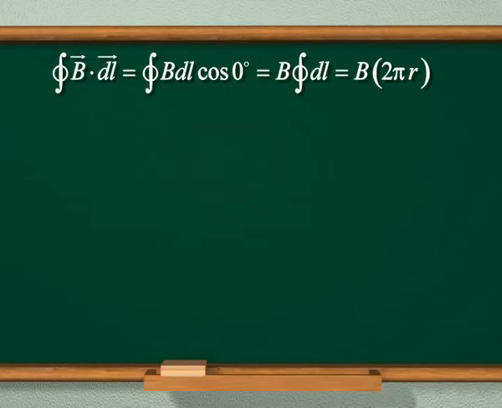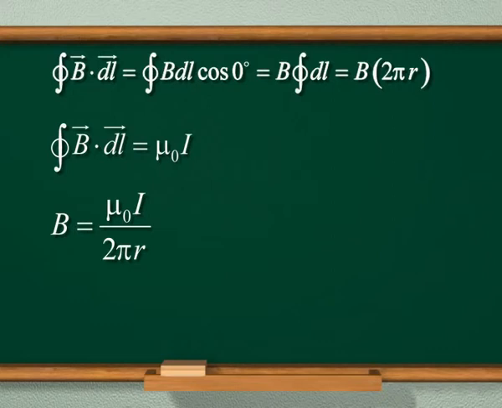According to Ampere's circuital law, line integral of B around the closed path is equal to mu naught I. On equating these two relations, we get B is equal to mu naught I upon 2 pi r. That is, B is inversely proportional to r.